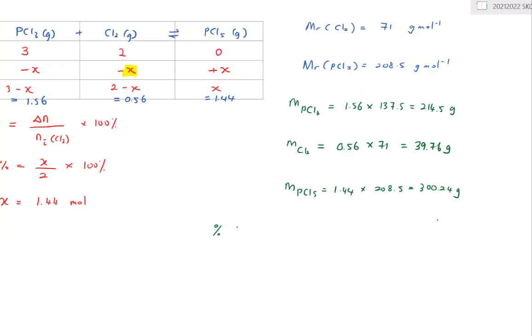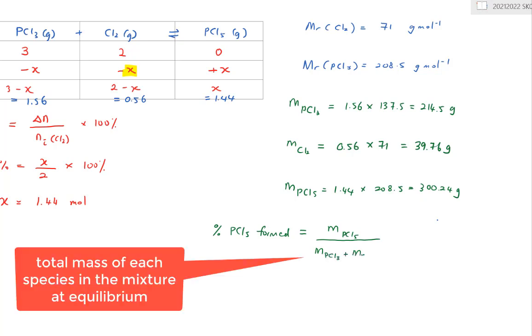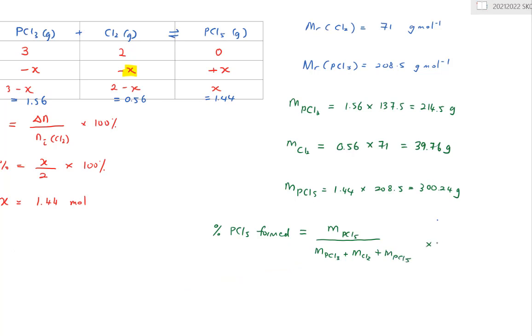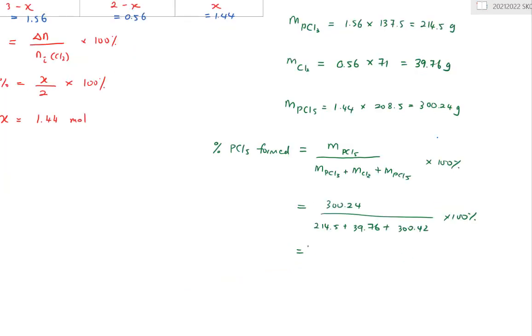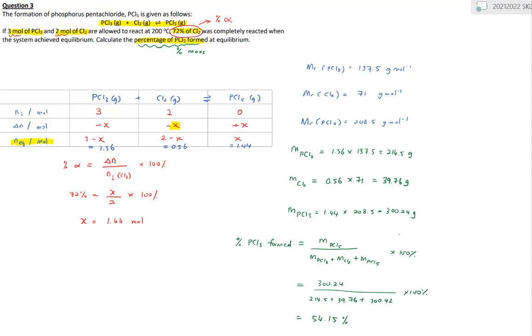Alright, so finally, percentage of PCl5 formed equals the mass of PCl5 over the total mass, so mass of PCl3 plus the mass of Cl2 plus the mass of PCl5, times 100. And the final answer gives you 54.15%. Alright, so this is the working steps for our question number 3.